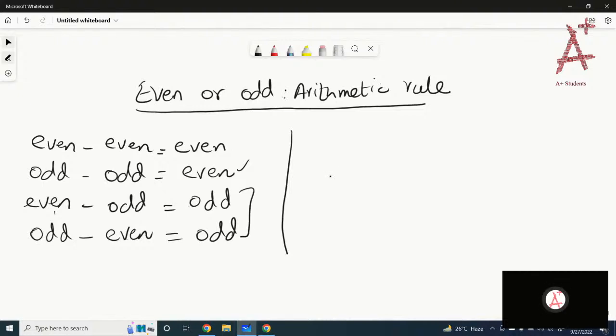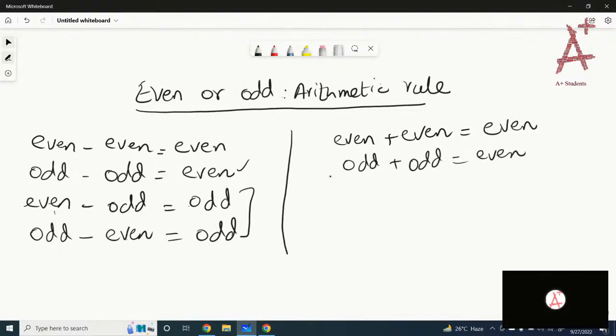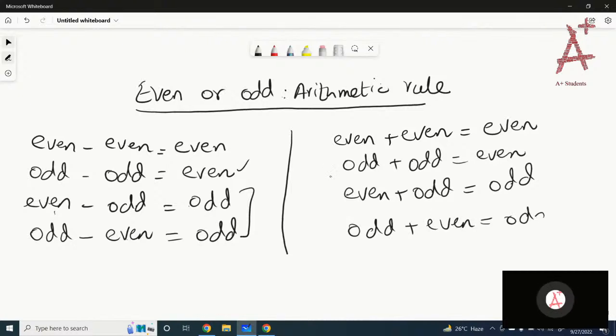Got it? So for addition, when you are adding two even numbers, their answer is even. When you are adding two odd numbers, their answer is again even. When you are adding two different numbers, like one even and one odd, in this case their answer is odd. Got it? So in both cases, when both numbers are the same kind, their answer is even. When the numbers are different, their answer is odd. Got it?